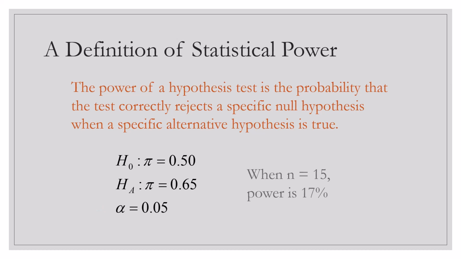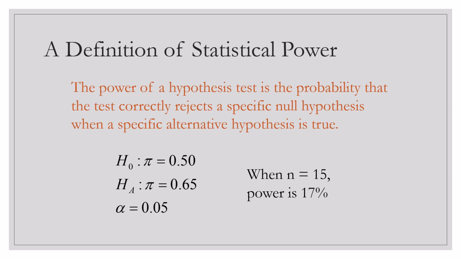We found that if we have 15 observations, the power is only 17%. That is, if the actual true proportion in the population is 0.65 and we take a random sample of 15 participants and observe them and categorize them as success or failure, the probability that we'll be able to reject the null hypothesis that the success rate is 0.50 or 50% is only 17%.